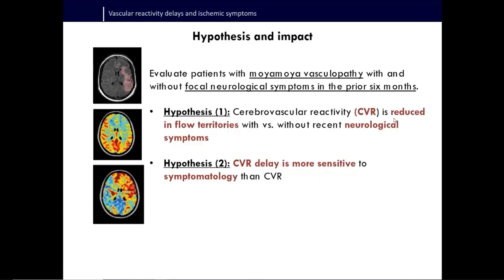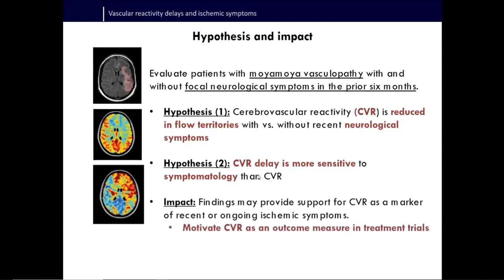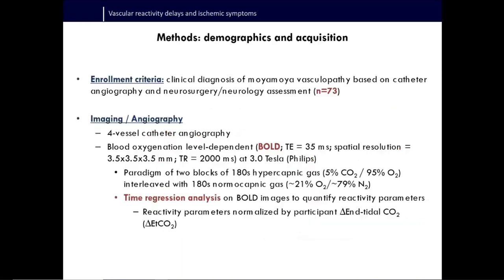And the hypothesis was that the CVR is reduced in the flow areas with versus without these recent neurological symptoms. And then also the CVR delay from this time regression analysis is more sensitive to the symptomatology than just the CVR alone. And if you confirm that, it's kind of important because it really motivates CVR and these different timing delays potentially as a biomarker of potentially stroke risk, but also after a surgery, whether you see normalization of these parameters or not. And if you know that those things correlate with symptoms, then that's a potentially important finding.